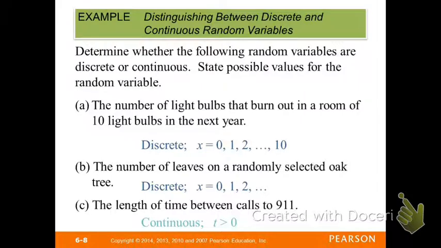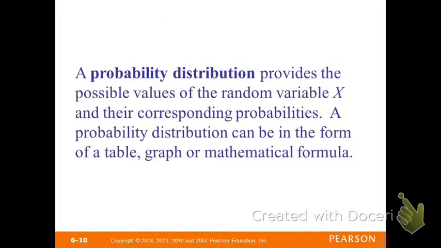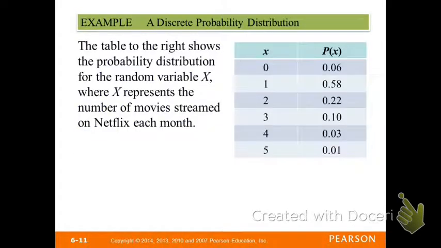So those are some reminders about differentiating between discrete random variables and continuous random variables. Now, as we move on, we want to identify a discrete probability distribution. A probability distribution provides the possible values of a random variable and their corresponding probabilities. A probability distribution can be in the form of a table, graph, or a mathematical formula. And just like in our previous probability displays, we're going to have a couple of parameters that have to be met.